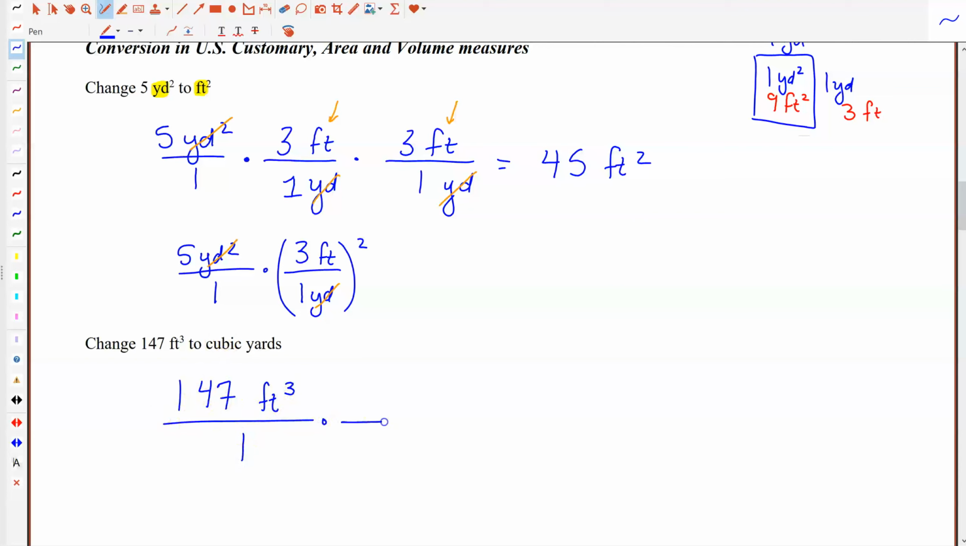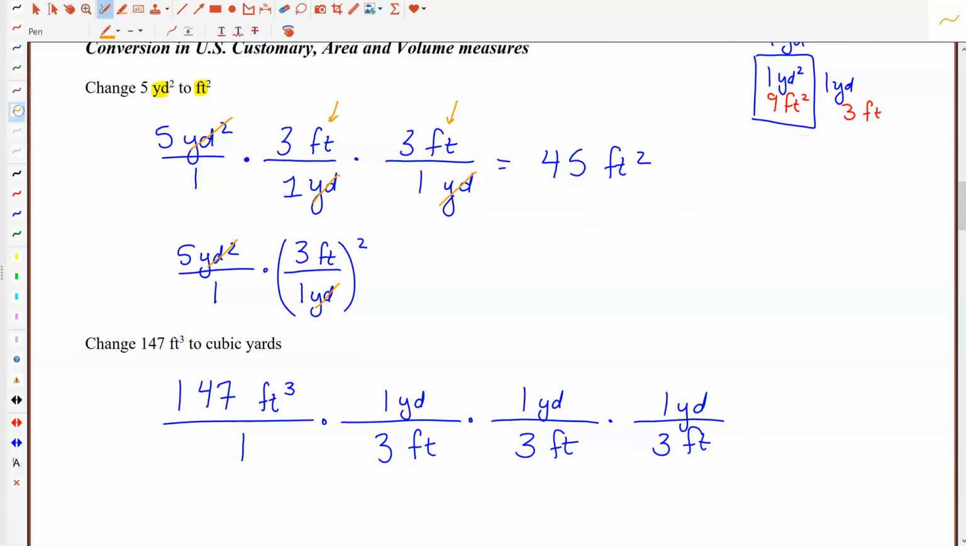Now technically I have 3 feet units I need to cancel, so I'm going to set up 1, 2, 3 fractions with feet in the denominators. And the relationship is that there are 3 feet to 1 yard. So I'm going to put the 3 next to my feet labels, and I'm going to put my 1 yard in the numerator on all 3 of these new fractions that I'm building. My cubic feet will cancel with the feet in the denominators, and then I'm left with yards, yards, yards, or cubic yards.